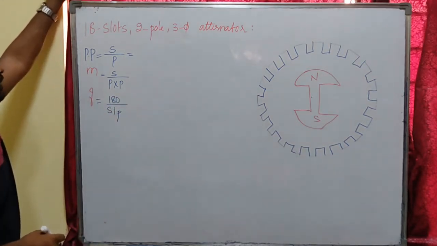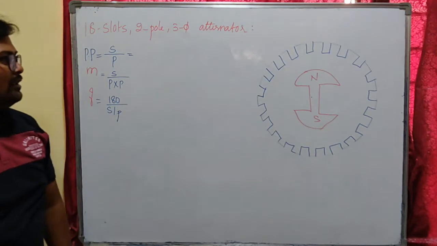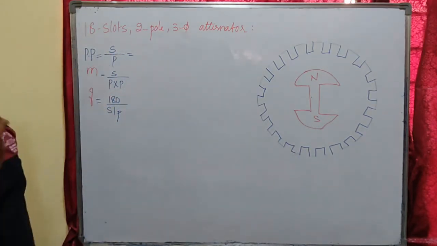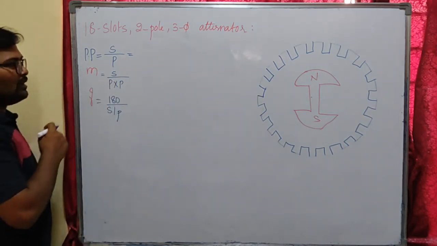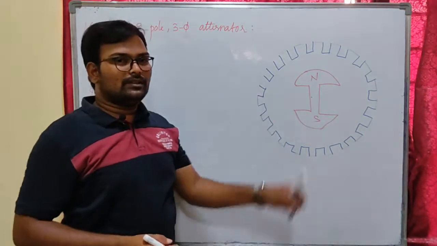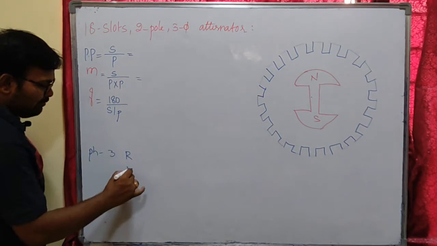So what is pole pitch here? Pole pitch is nothing but how many slots come under one pole. And what is the value of M here? M is the number of slots per pole per phase. That means how many slots there are under one pole for each phase. We will be having 3 phases here. The number of phases is 3. They are R phase, Y phase and B phase.